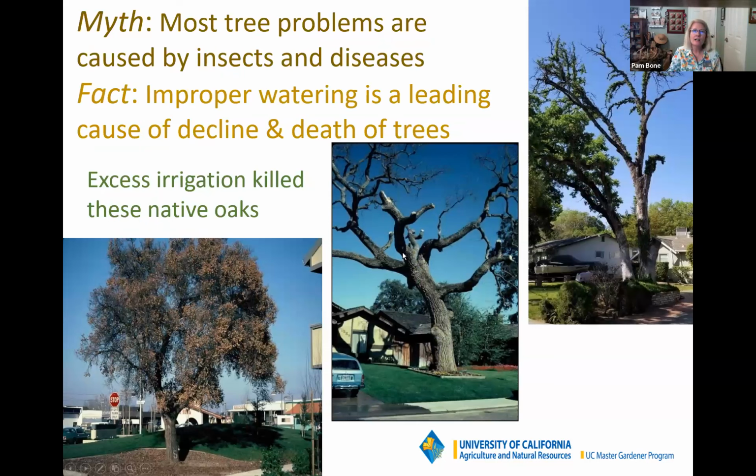Most tree problems are caused by insects and diseases. That is not true. That's a big myth. But a lot of people, especially the ones that call in and say they just use some sort of insecticide or fungicide on their various plants, but it's improper watering. And here we've got too much water that killed this tree within 3 months. And this one was killed within 1 season.